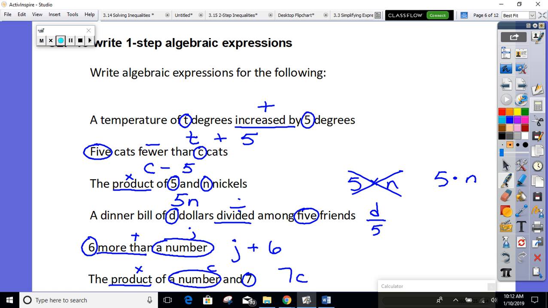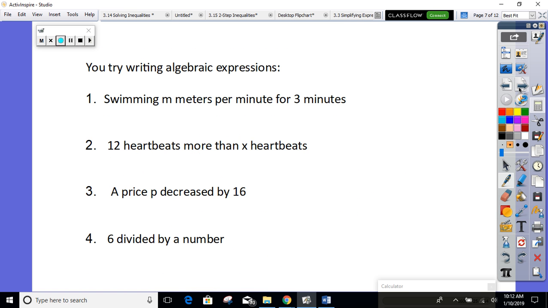Okay, on the next slide, there are 4 expressions for you to try writing on your own. So I'll give you some time to do that, and then we'll go over it. Okay, number 1, Ashley, if you're swimming m meters per minute for 3 minutes, what are you going to do? M times 3. Okay, and how did you write m times 3? M with a dot and 3. Okay, good. So m dot 3.